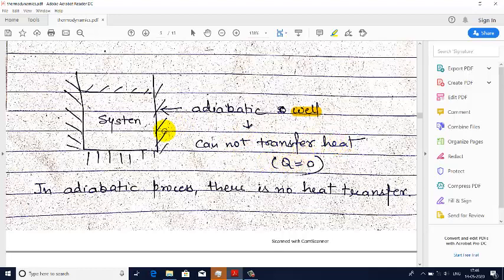There cannot be any heat transfer through this wall. So this is an adiabatic wall. This one is our system and this is the surrounding. So there cannot be any heat transfer from system to surrounding or from surrounding to system. Therefore the value of Q is 0 in case of an adiabatic wall.